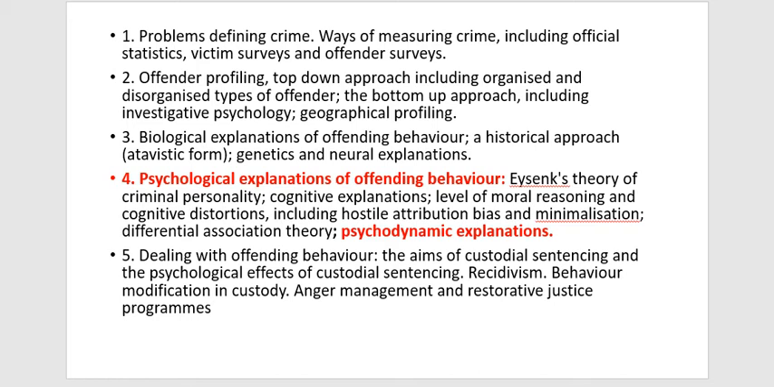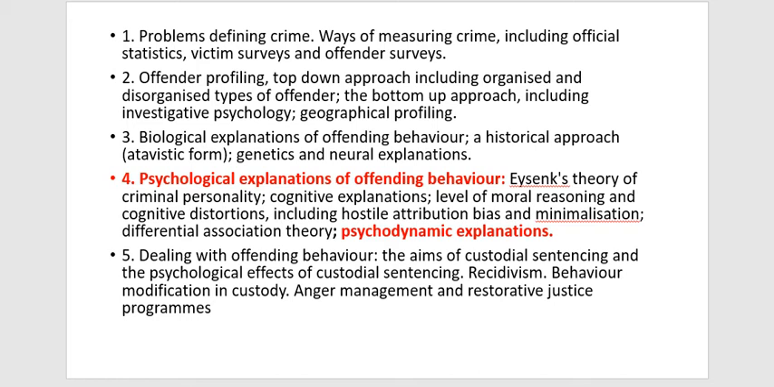offending behaviour. So there's two broad types of explanations. There's your biological explanations and your psychological explanations. Your biological explanations, there's two of them, the historical approach, and then you've got your genetics and neural explanations. Now please treat genetics and neural explanations as separate there, although they are the more contemporary explanations from the biological approach. You've also got psychological explanations for offending behaviour.